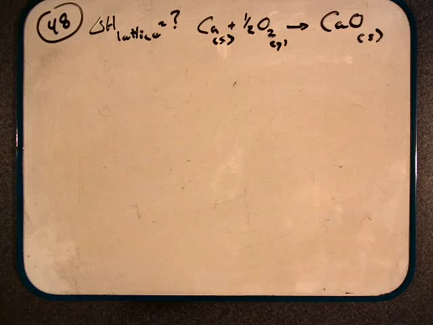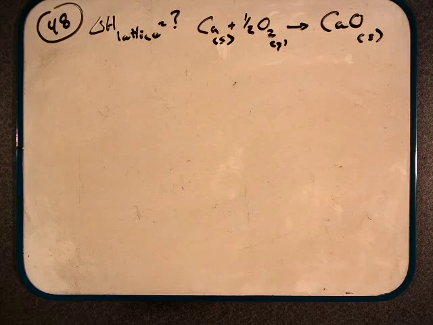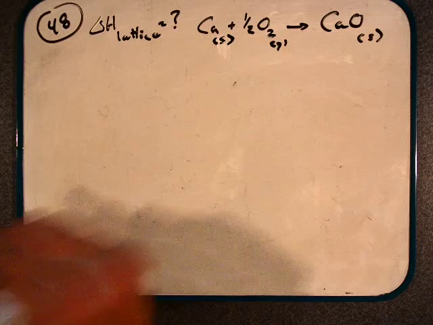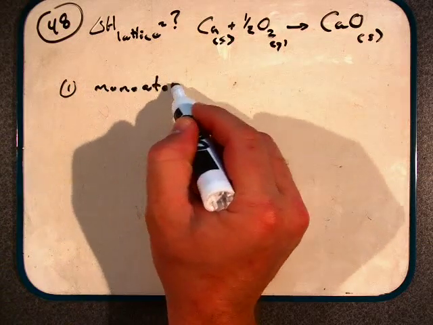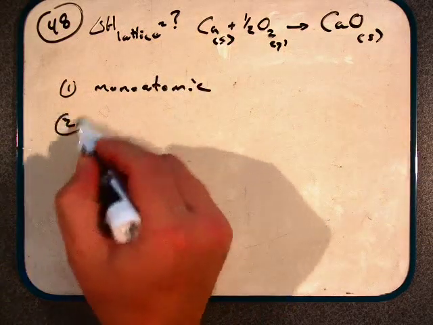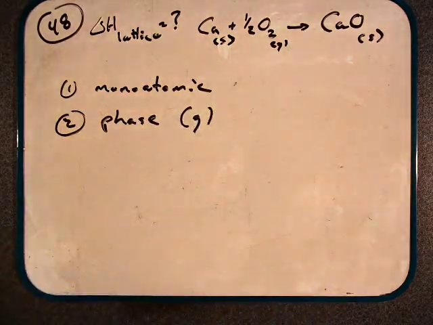So with the Born-Haber cycle, the rules that we want to follow is, first we have to get each element in its monoatomic state. And so we don't have to worry about that for calcium, but we do have to worry about that for oxygen. Not only do they have to be in the proper monoatomic state, they have to be in the proper phase. So first monoatomic, second is phase. And that phase needs to be gaseous.